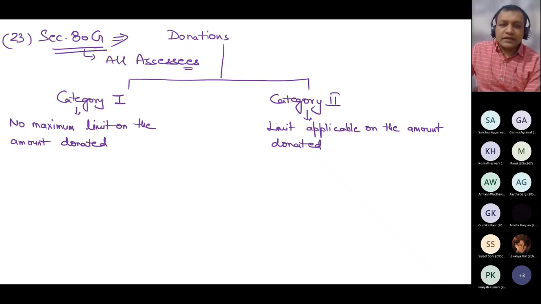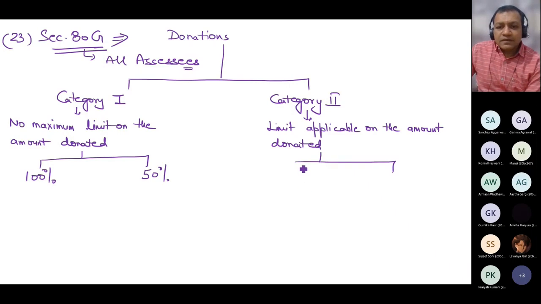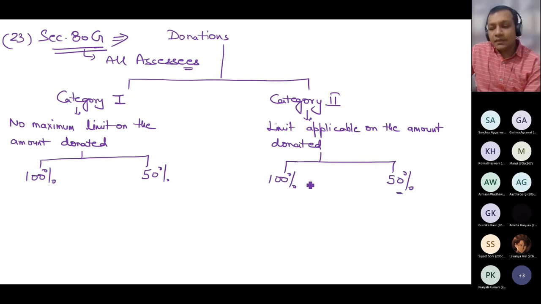Now, in these two categories, there are two types of donations. Some which are eligible for 100% deduction and some which are eligible for 50% deduction. In category 2 also, some donations are eligible for 100% deduction and some for 50% deduction. What are for 100%? I will tell you only the relevant ones. You are not supposed to learn each and every donation covered in category 1, only those which are relevant.